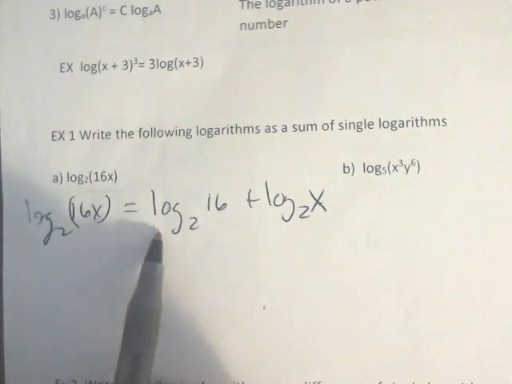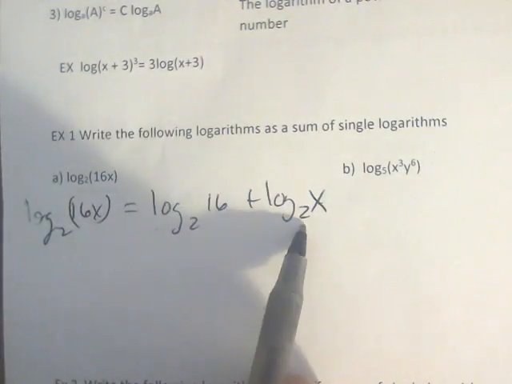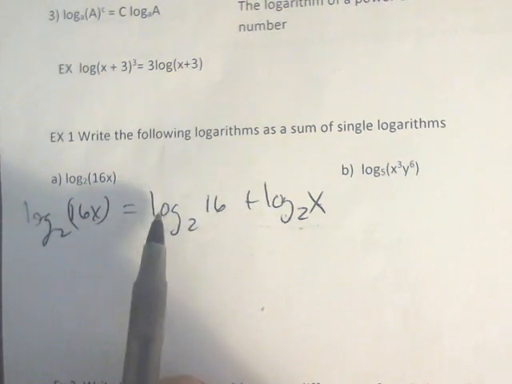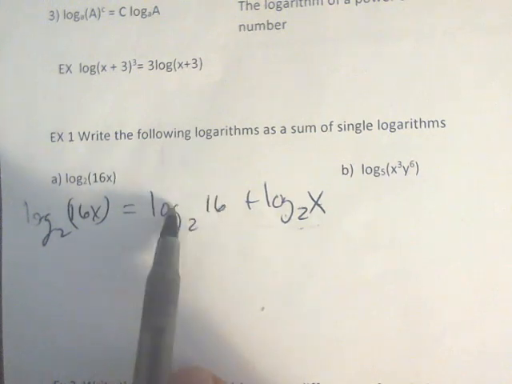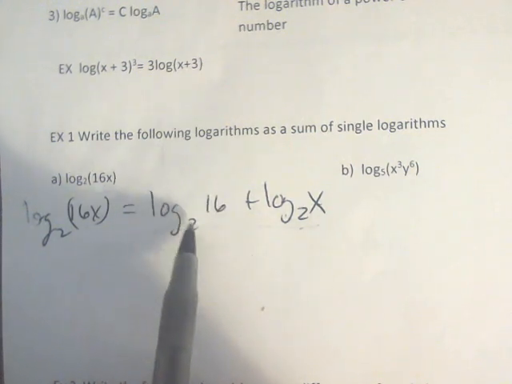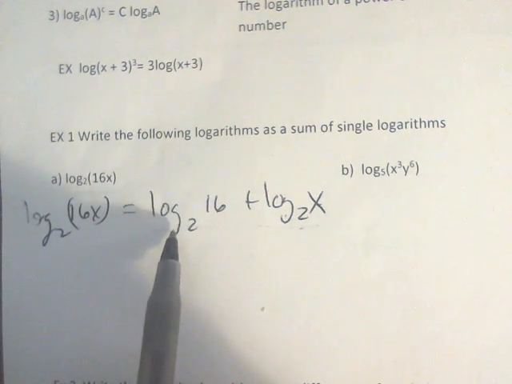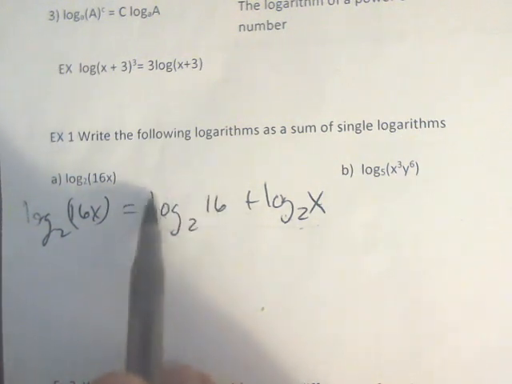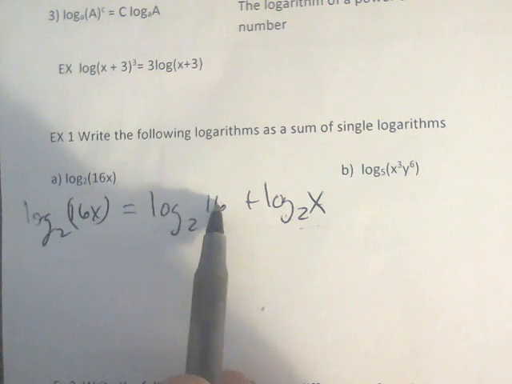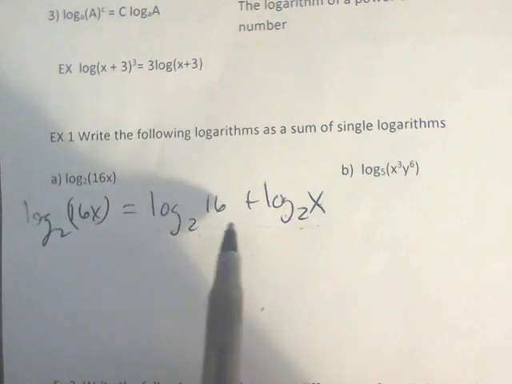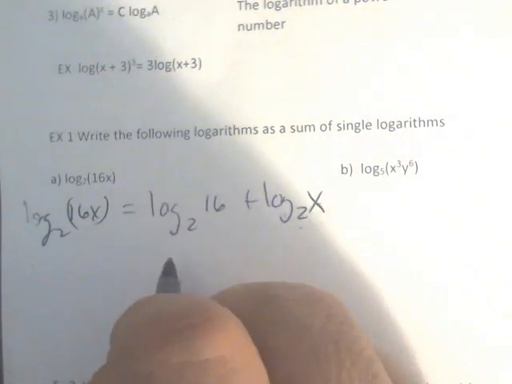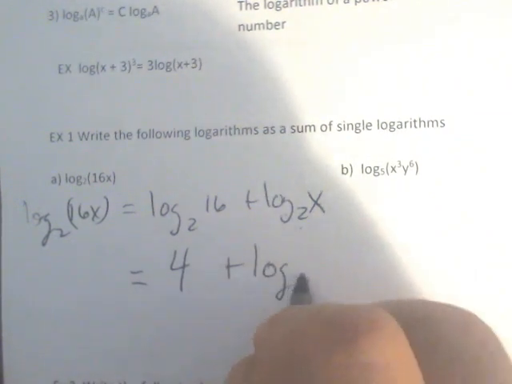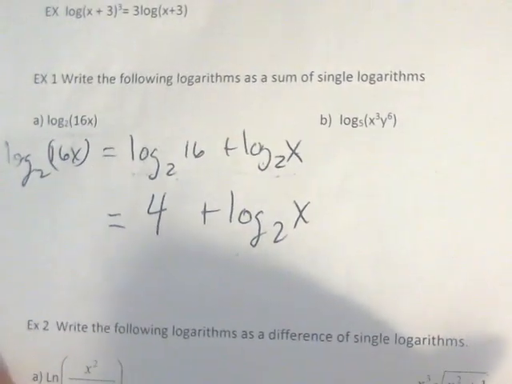So then I look at each single logarithm now and say, okay, are there any laws that I can apply to these? And it's no. But what we can do here is replace log base 2 of 16 with 4. Because if you remember what we did in 4.2, log base 2 of 16 is 2 to what power gives you 16. So we could make this 4 plus log base 2 of x.